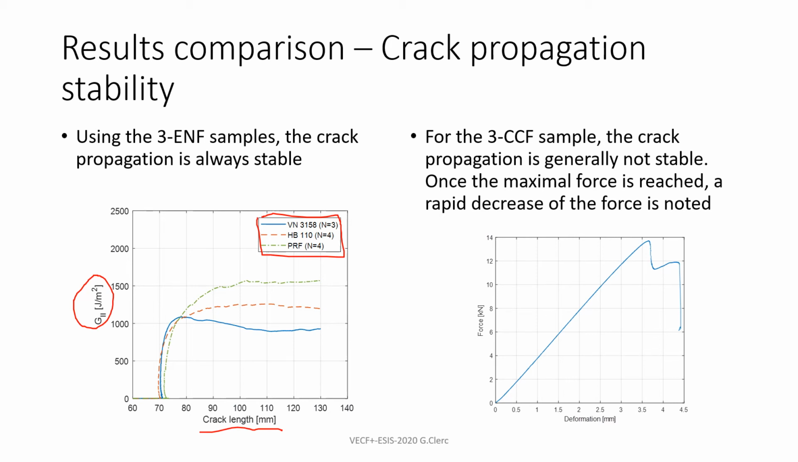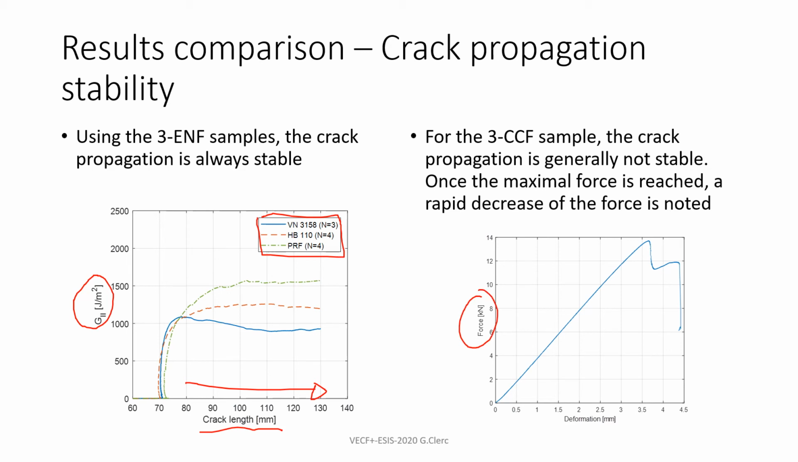But basically what we see here is that the energy release rate is going up until a value which depends on the different adhesive, and then the crack propagates. Here the crack is growing, and the energy is not really incrementing a lot, and this means that the propagation is stable. On the right hand, we have another type of graph.